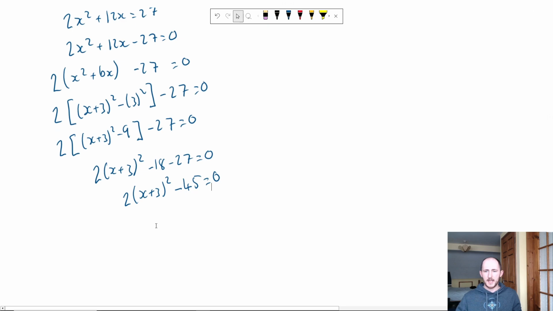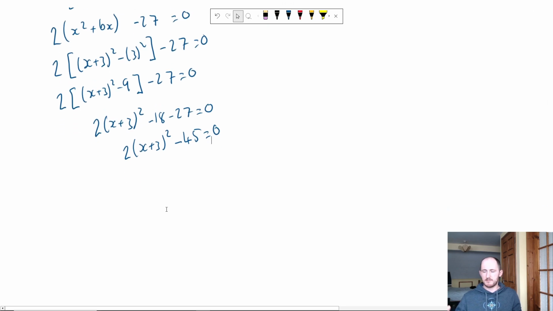Okay. Now solving this can be not tricky, but it might be a bit involved. We're going to add 45 to both sides. So we're left with 2 x plus 3 squared equals 45. Now, in the last question where we solved, we square rooted straight away.